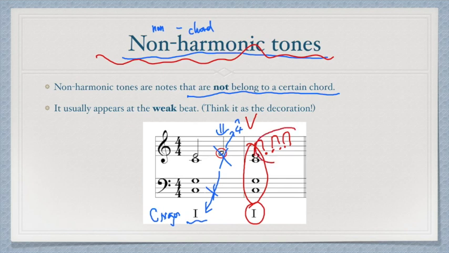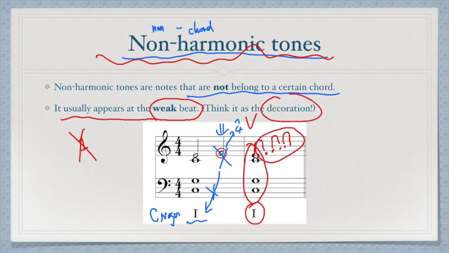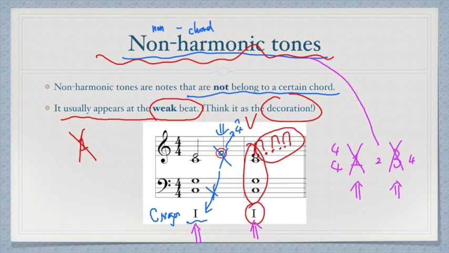But always remember, those non-harmonic tones always appear at the weak beat, which means they cannot appear at the first beat of each measure. Just think about it as a decoration of this chord. For example, those non-harmonic tones cannot appear at the very beginning of each measure. And for the 4/4 meter, because the first beat and the third beat are the strongest beats in this measure, at the first beat and the third beat there shouldn't be non-harmonic tones. But those can appear at the second or the fourth beat.